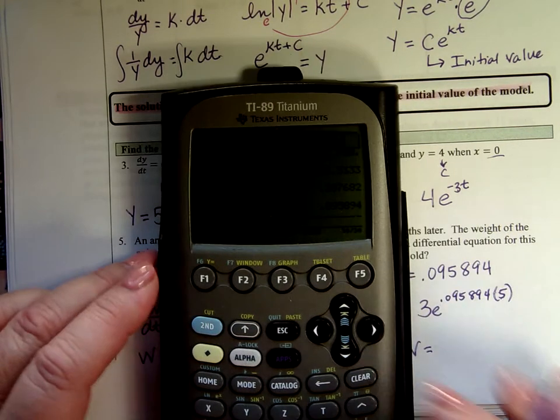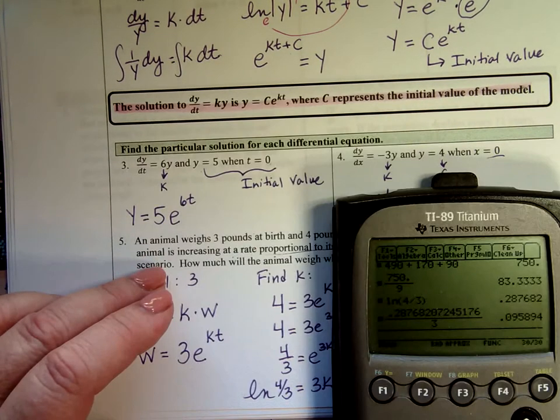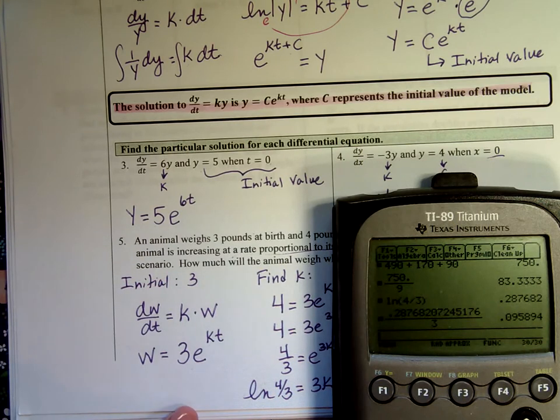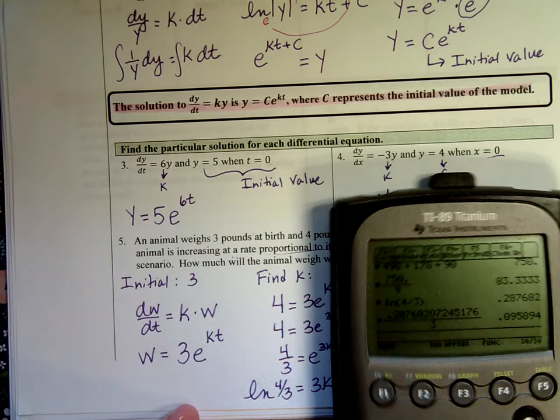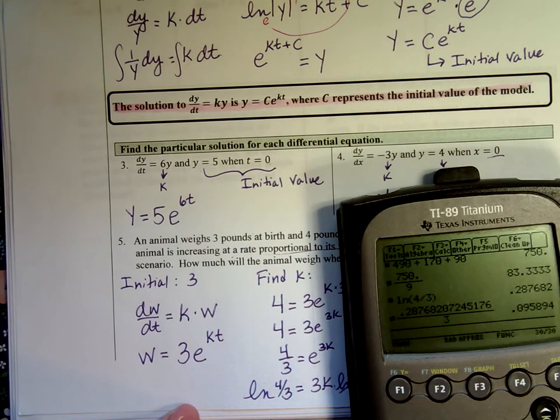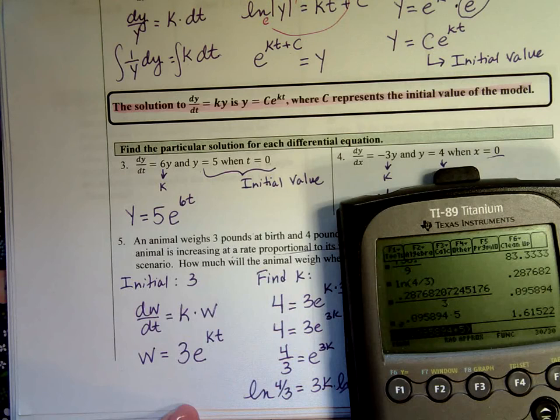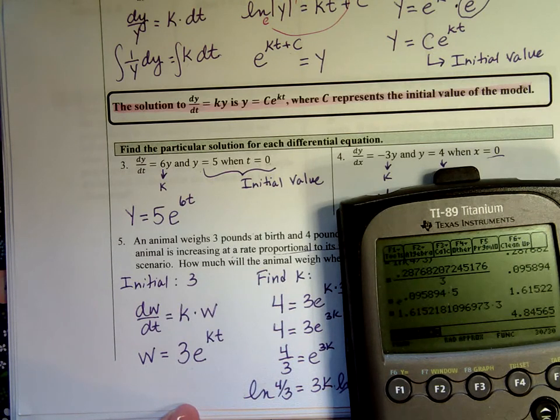Okay, let's see. Maybe you can't see. Now you can kind of see. Actually, yeah, I'll do it that way. E first. E is this guy. E to the 0.095894 times 5 power. And I get 1.61522, but then I need to times that by 3, right? That gives me 4.845. Now I'm able to round. My final answer I can round. You don't want to round till you get to the final guy.